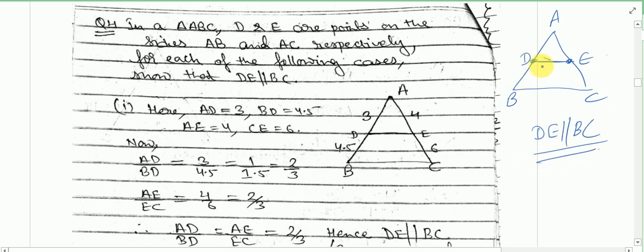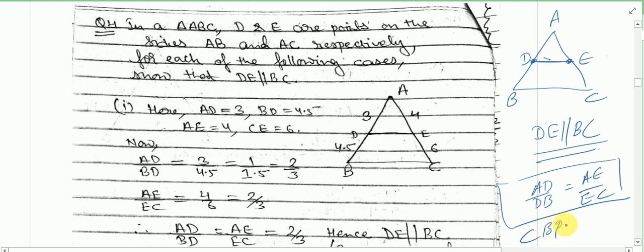Now when will this DE be parallel to BC? When AD upon DB will be equal to AE upon EC. This is nothing but the converse of BPT. Converse of BPT says that this DE will be parallel to BC if AD upon DB is equal to AE upon EC. So let's see the first question.